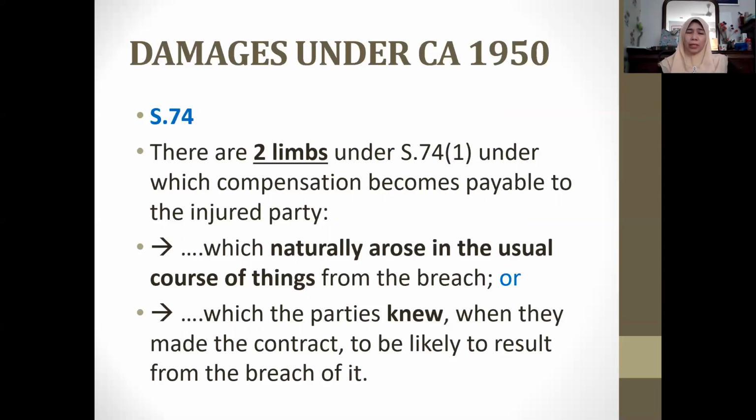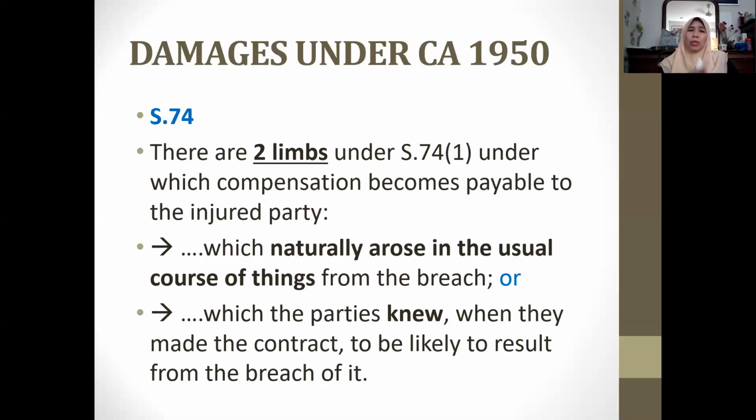We divide the provision into two parts, or two limbs, we call it. And this limb actually illustrates, explains in what situation damages or compensation can be allowed to the victim, to the party who suffers injury or losses, financial injury or losses. All right, so there are two limbs under Section 74.